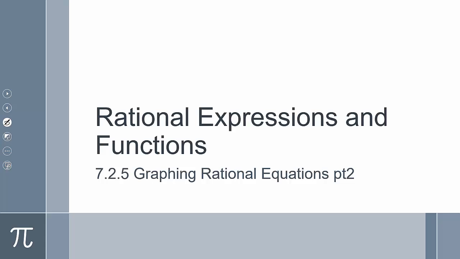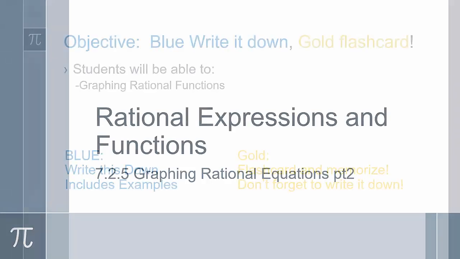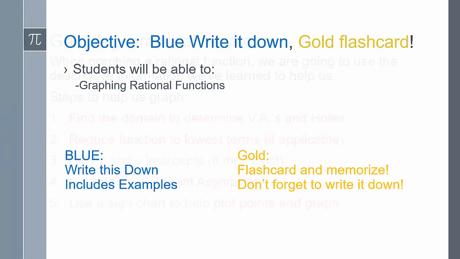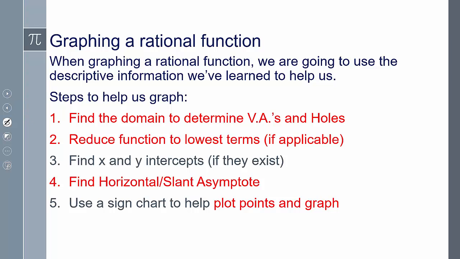This is 7.25. We're going to be graphing rational equations. We're going to continue to graph these rational functions. As a reminder, we want to find these different things. It just kind of helps us. The important ones are the vertical asymptotes and holes.